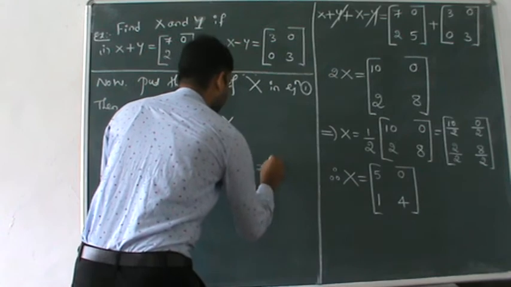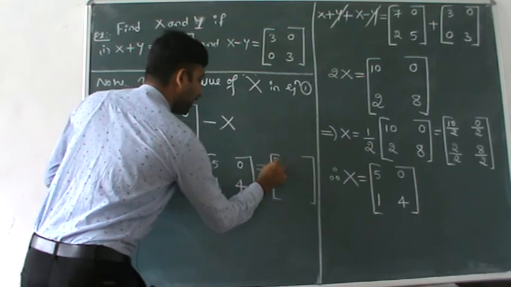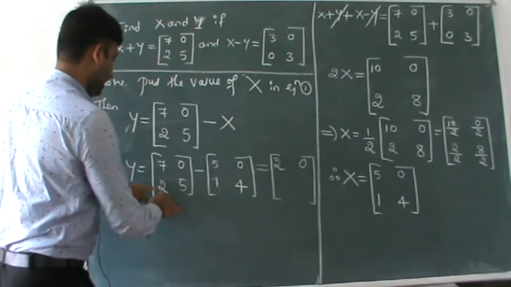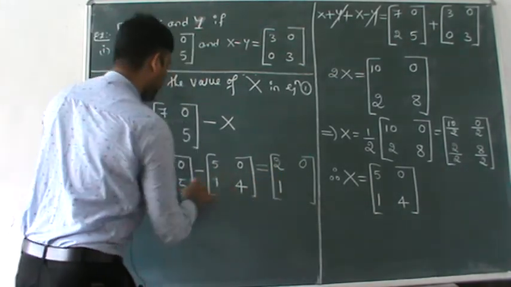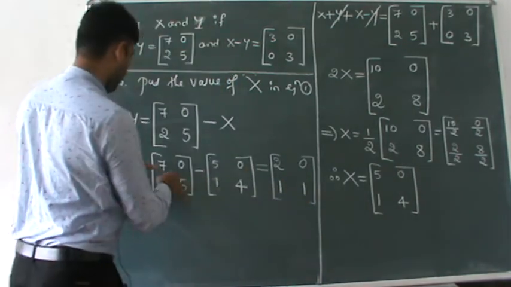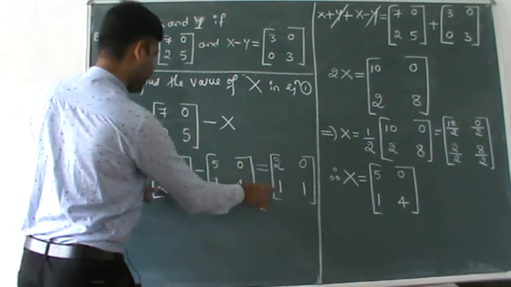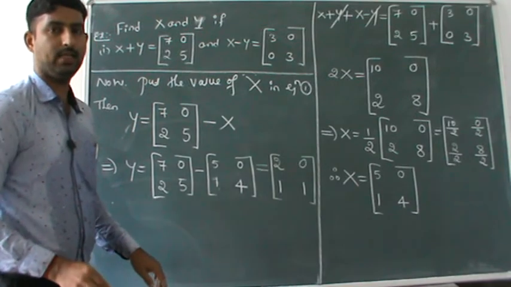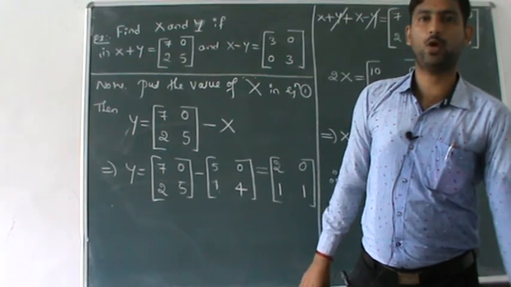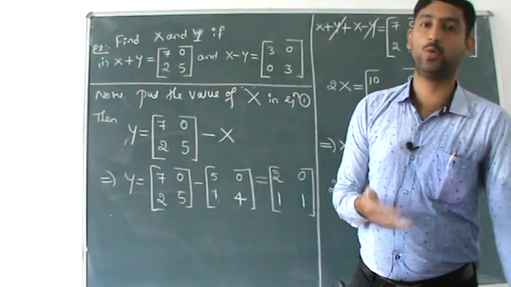What is the answer? You directly write 7 minus 5, which is 2. After that, 0 minus 0, as it is 0. 2 minus 1 is 1. 5 minus 4 is 1. Again, observe the values: 7 minus 5 is 2, 0 minus 0 is 0, 2 minus 1 is 1, 5 minus 4 is 1. Okay, this concludes that we have seen some 3 problems in today's class. In the next class we will see some more problems of matrices.